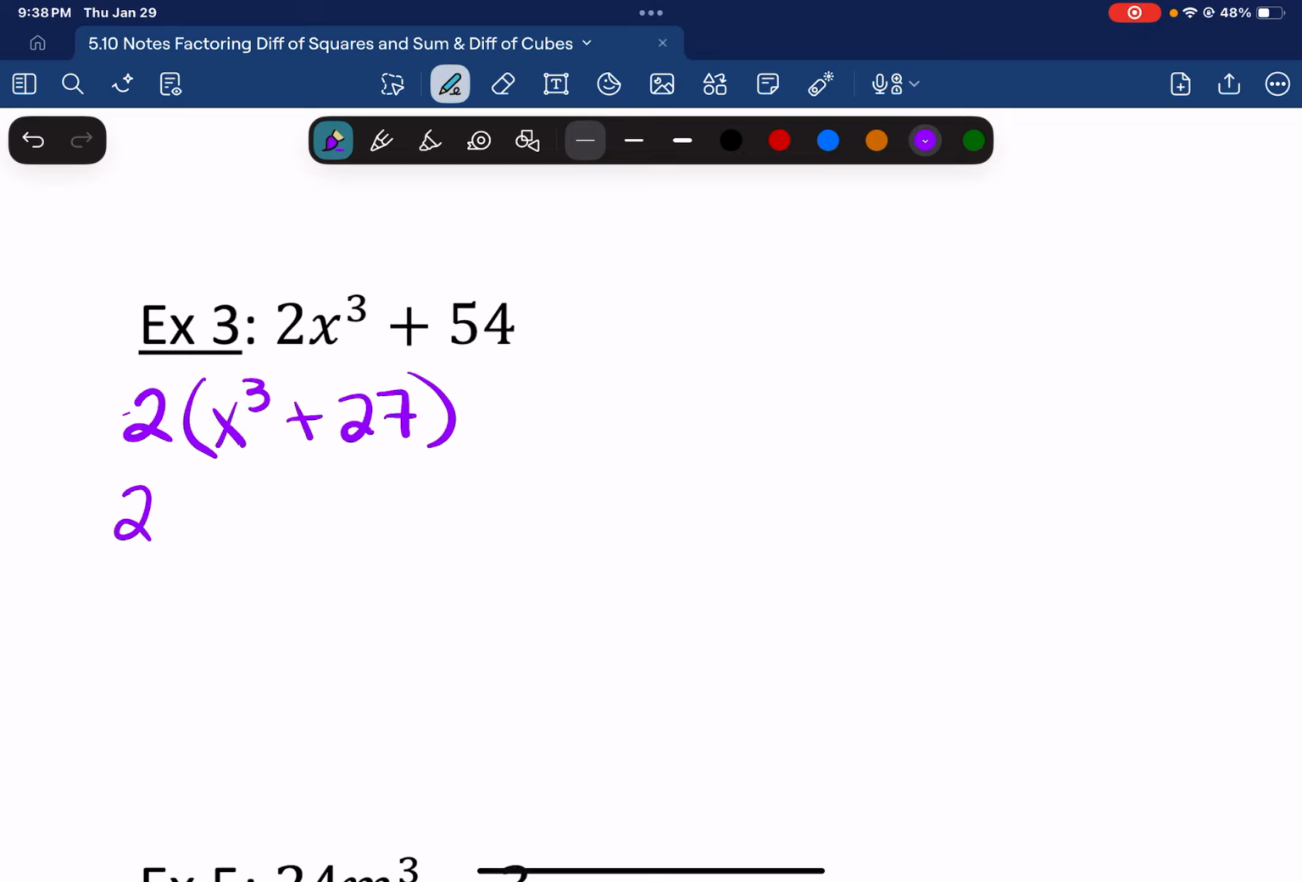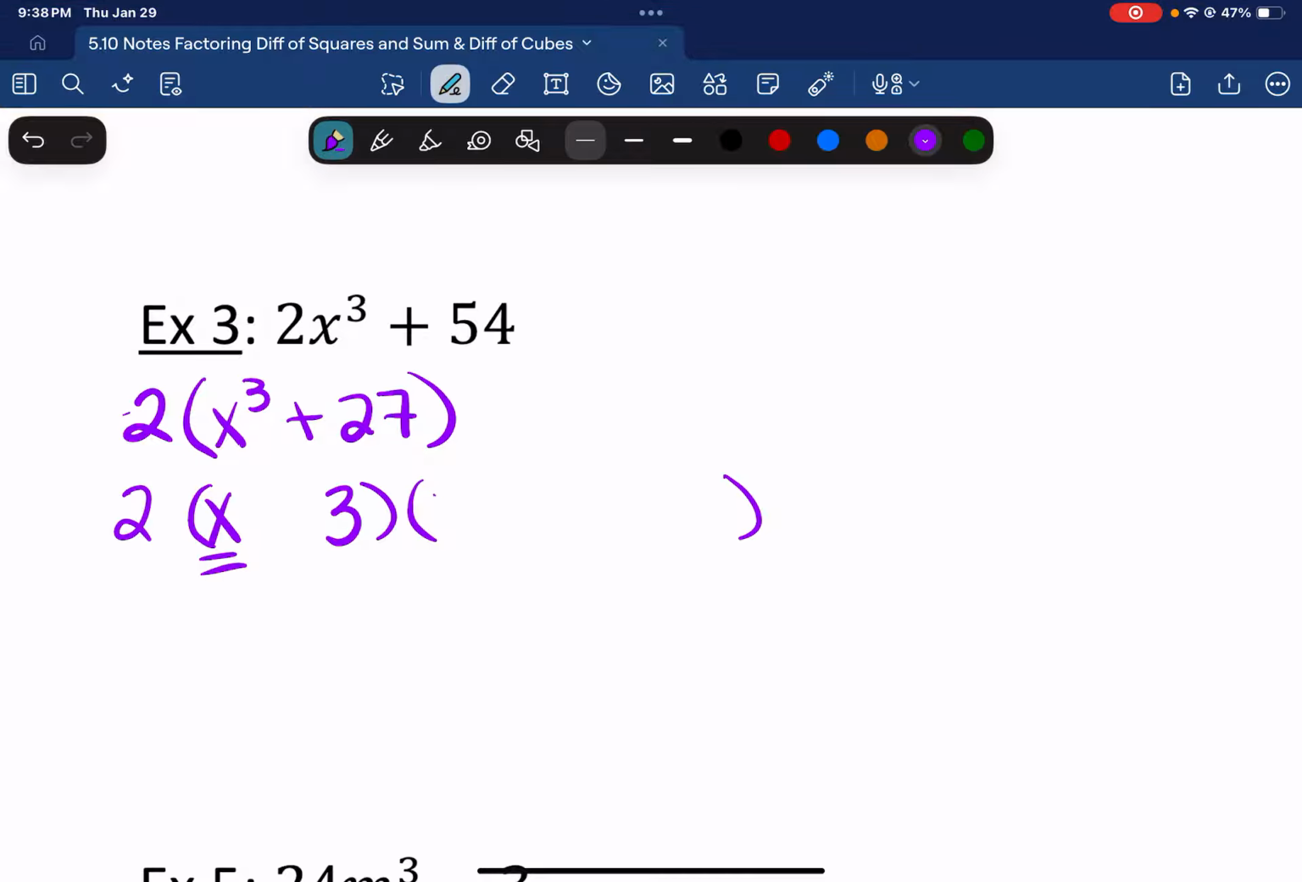We'll bring down our GCF of 2. Remember, we have a binomial and a trinomial factor. Okay, so x to the third power, that's an x. And then remember, 27 is the same thing as 3 to the third, so this is a 3. All right, here we go.